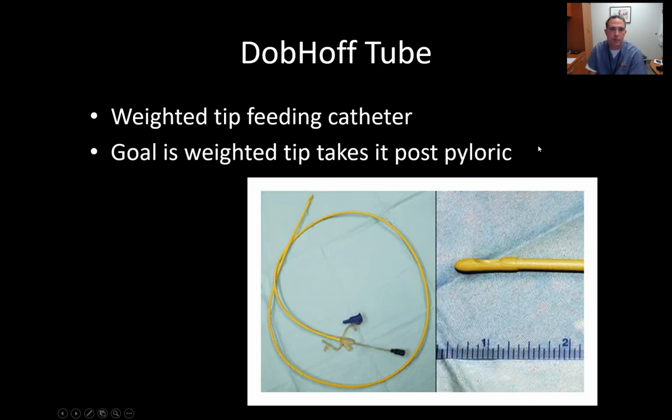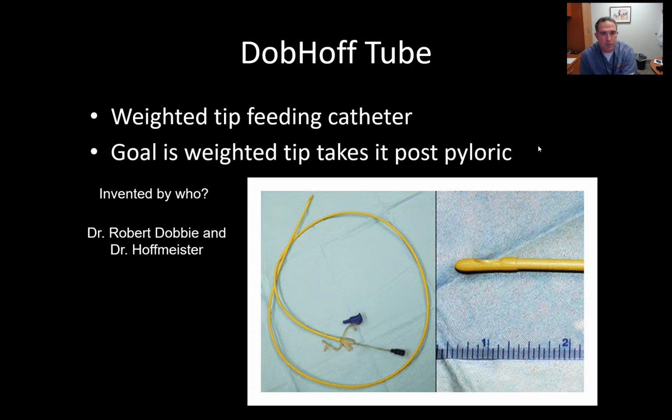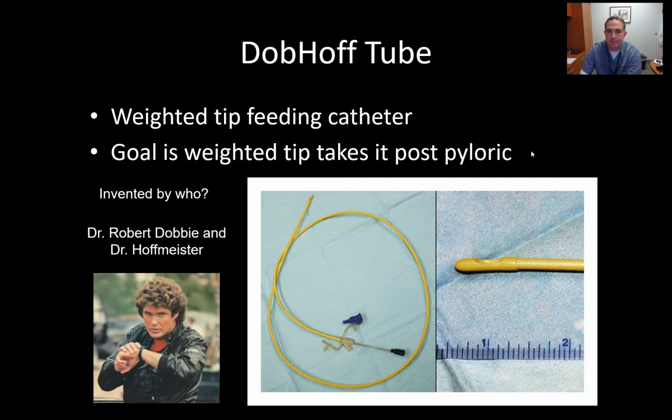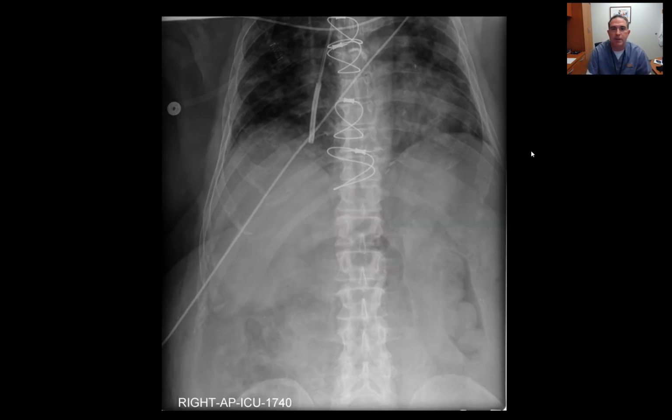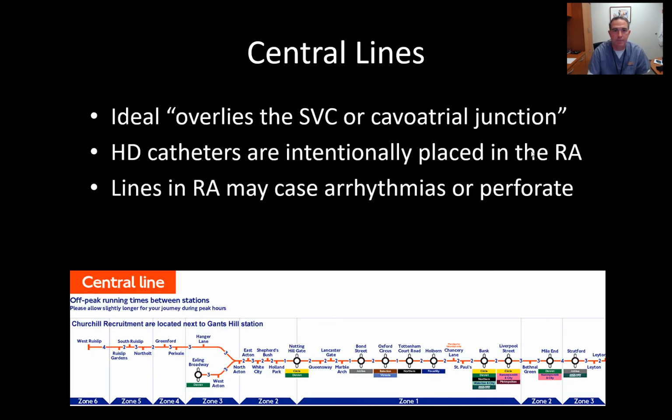The Dobhoff tube looks a little bit different radiographically. It's used for feeding. The goal is the weighted tip will take it post-pyloric. In olden times, I would be pimping people about who invented it. There's actually two docs, Robert Dobbie and Dr. Hoffmeister, not that guy. It's a Dobhoff tube in the right lower lobe.